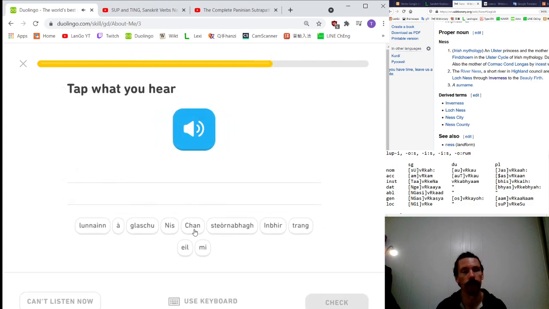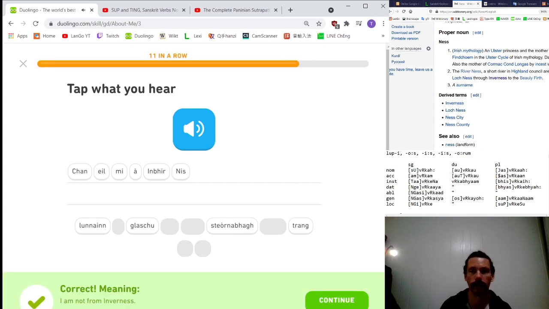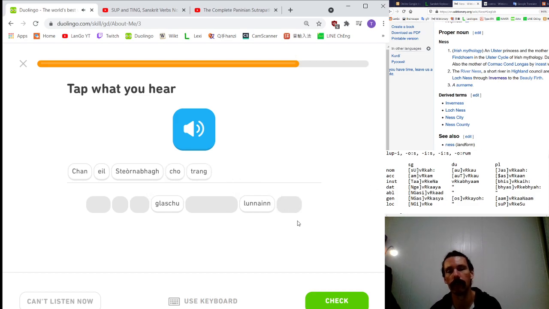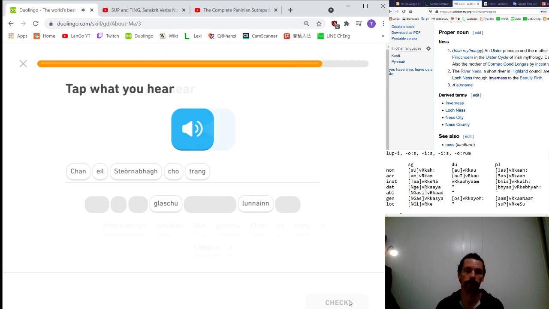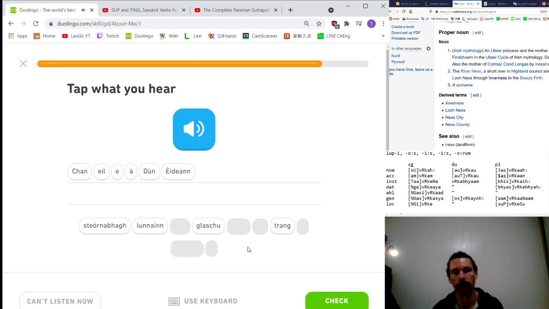Chan eil mi a Inbhir Nis. Inbhir. So it palatalized to just a y. Nis. Endobero. Of the Nis. Of the Ness. Tha Stjórnavaig trang. Stjórnavaig. Tha Dùn Èideann trang. Dùn Èideann.